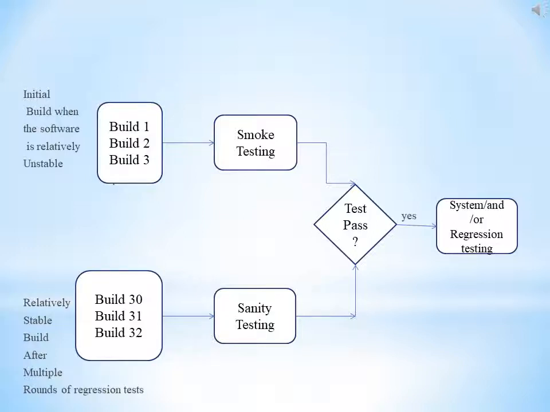In the figure shown, the multiple builds are there: build 1, build 2 and up to build 32. Then smoke testing and sanity testing are there. Sanity testing is one of the special test cases. I will explain sanity testing in the next slide.